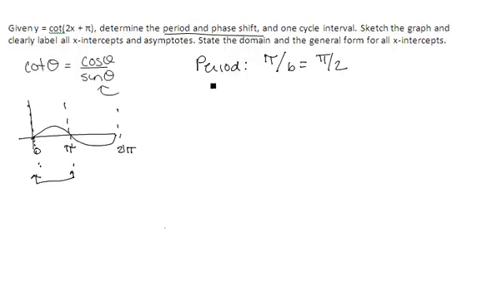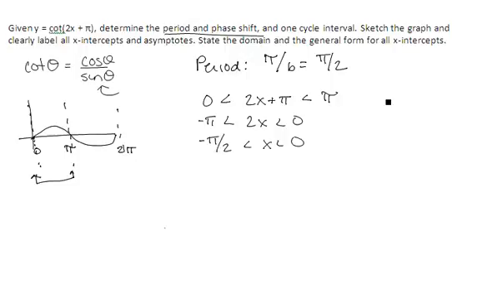We would also recognize that our one-cycle interval is going to be between 0 and pi. Solving for x, we would subtract pi, divide by 2, and we would see that a one-cycle interval for our cotangent function would be between negative pi over 2 and 0. This would also give us the locations of the vertical asymptotes.